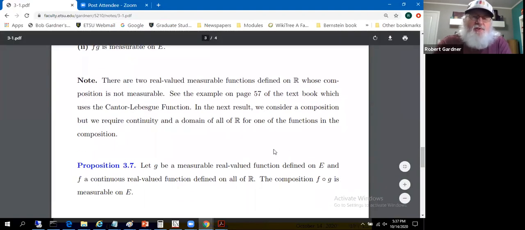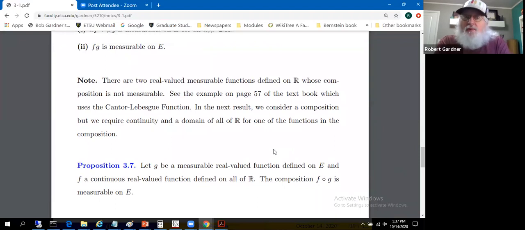Okay, compositions behave in a slightly more awkward way. The textbook gives an unusual example based on the Cantor-Lebesgue function from the tail end of chapter 2. There are 2 real valued measurable functions defined on R whose composition is not measurable. So we're not going to say compositions of measurable functions are measurable. Here's a counterexample to that, or the location of one in the book.